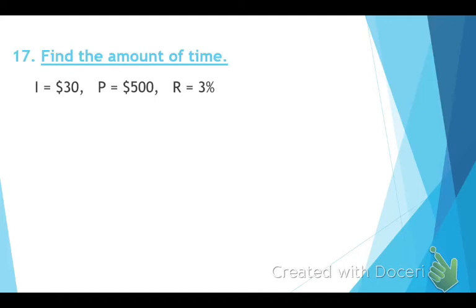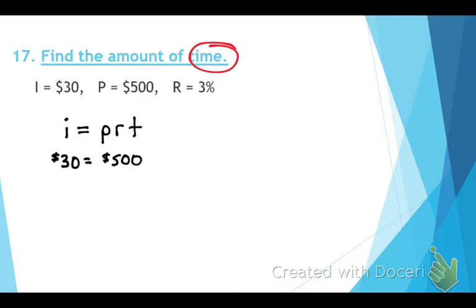All right, here's the final problem for today. As you can see here, we are looking to find the time. So we're going to have the same idea. Start with your formula. I equals P times R times T. Our interest is $30. The principal is going to be $500. The rate, we want to make sure we turn that 3% into a decimal. Okay, so at 3%, it would be moved 2 times to the left, so it would be 0.03. And then the time is what we're looking for, so we're just going to keep it as a T.